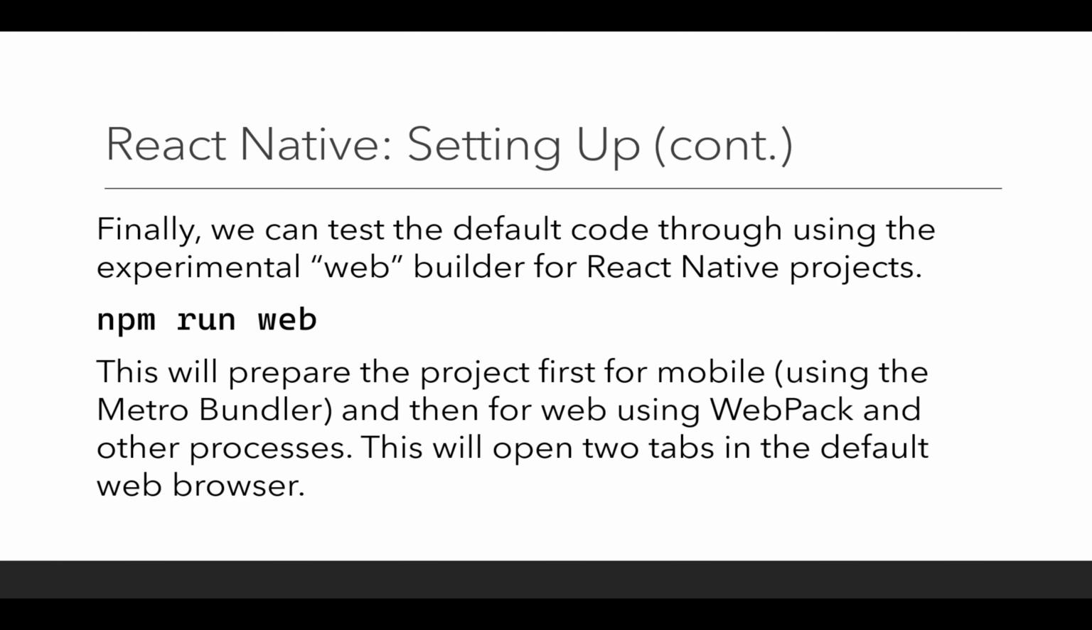I'll show you a mobile device I have set up to this computer so we can look at the screen on the mobile device and look at our development at the same time. But to help us just generally get going on this, we're going to be using the experimental web builder, as I mentioned, which we start using npm run web. Again, as a review of npm scripts, it will look in the package.json file under the scripts object, look for an entry named web, and then run that command.